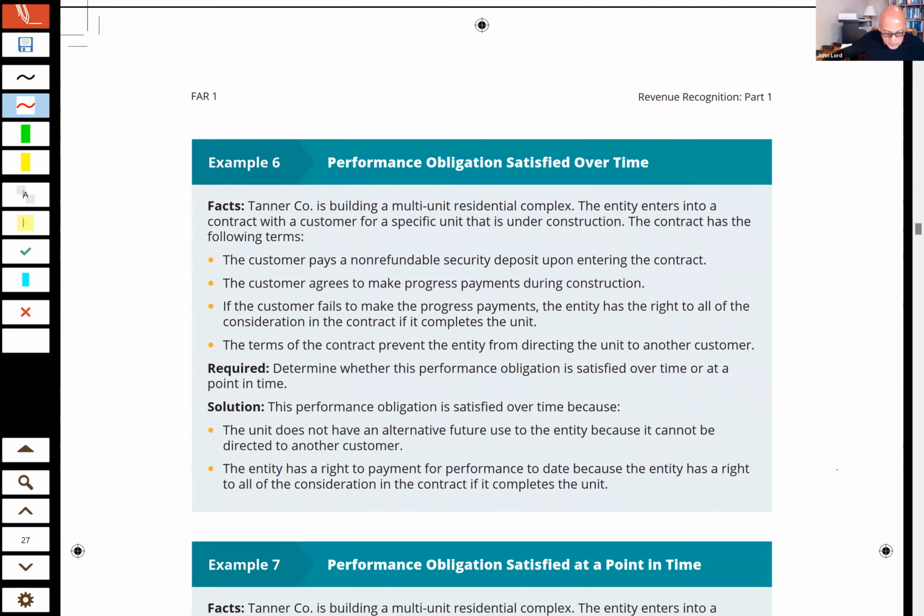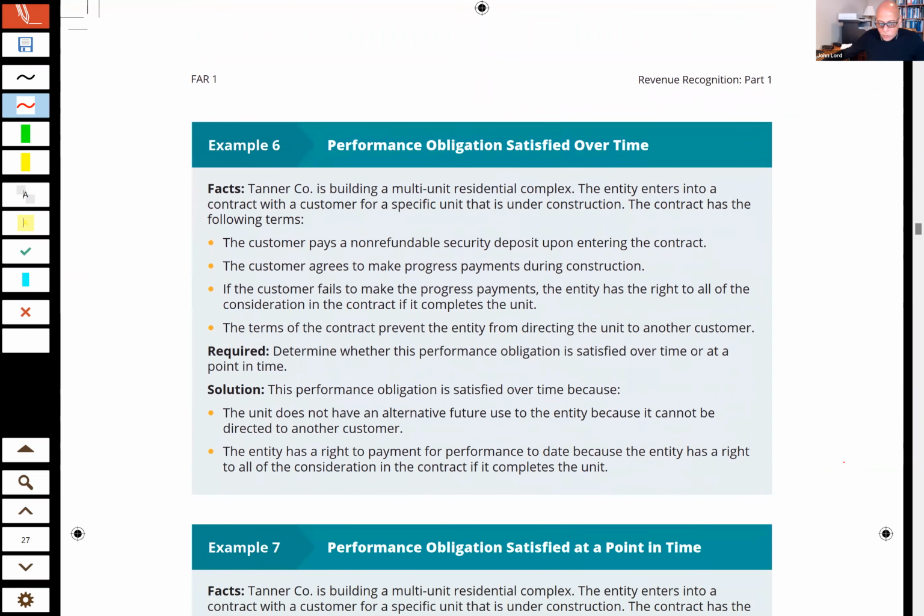Okay, and let's see what happens when it is over time. Tanner is building a multi-unit residential complex. The entity enters into a contract with the customer for a specific unit that is under contract, and the contract has the following terms. The customer pays a non-refundable security deposit upon entering the contract. The customer agrees to make progressive payments during construction.